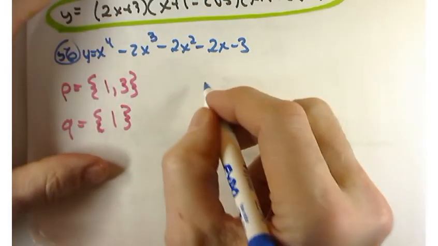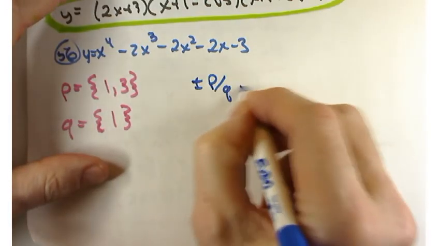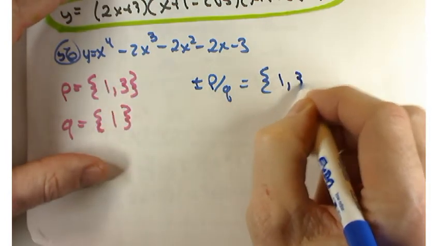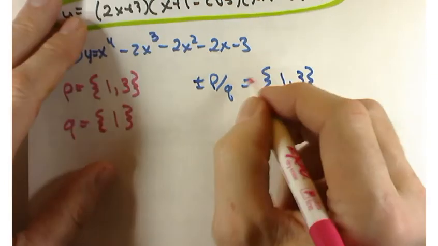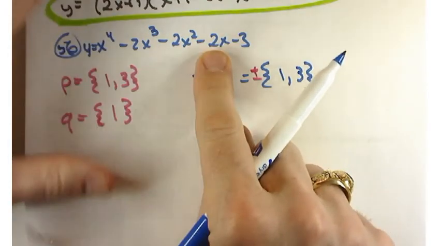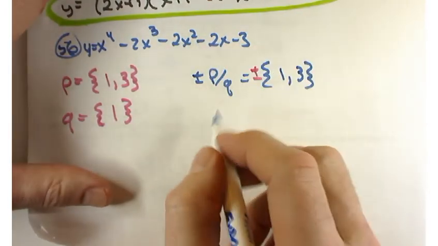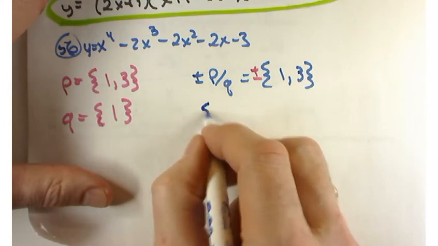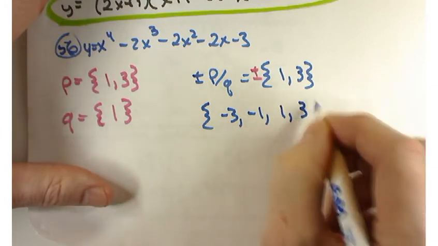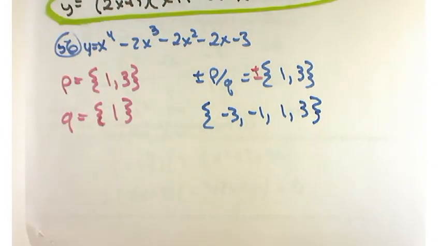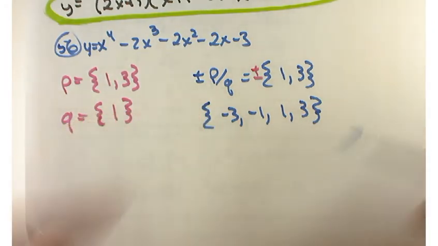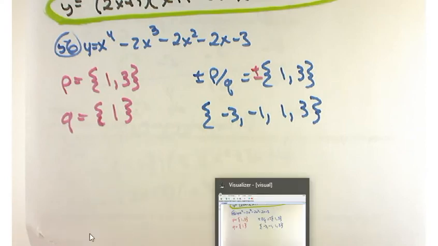So, plus or minus P over Q, 1 over 1 or 3 over 1. And please put that plus or minus out in front. Overall, it's not a guaranteed if, but if this polynomial has some rational roots, then it's going to be crossing the x-axis at either -3, -1, 1, or 3. So let's see where it actually does cross.